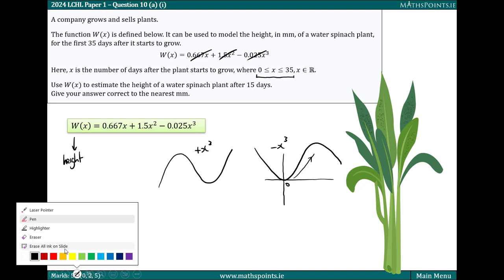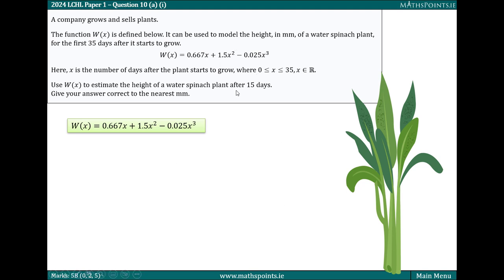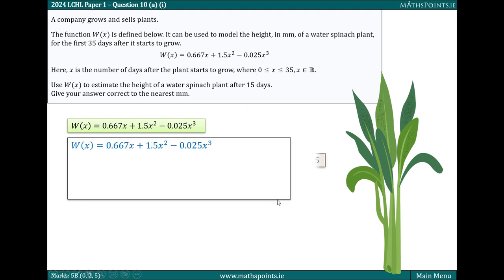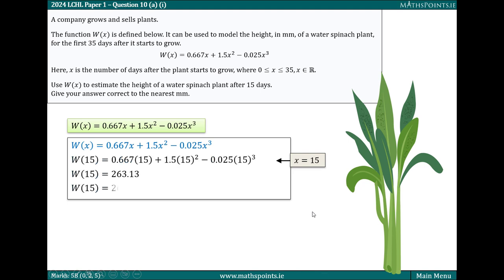Now, the first part of this question is so simple. It just asks us to find the height of the water spinach plant after 15 days. We're just going to put 15 into the formula, and when we do that, we can see that the height of the plant, rounded off to the nearest millimeter, is 263 millimeters. So after 15 days, it's 26.3 centimeters. Just for a bit of context, it's nearly a foot tall. Okay, if we put in 16 days, we'll probably see it's still rising, and 17 days and 18 days. But again, they don't ask us for any of that.